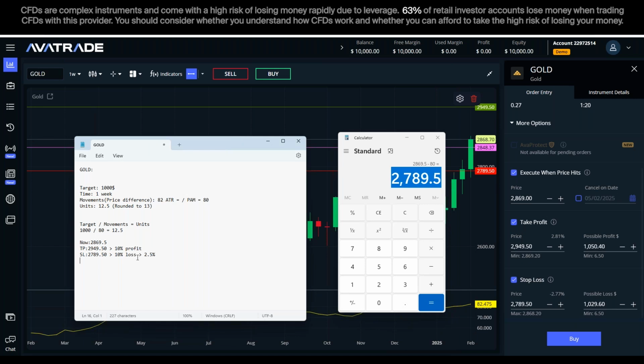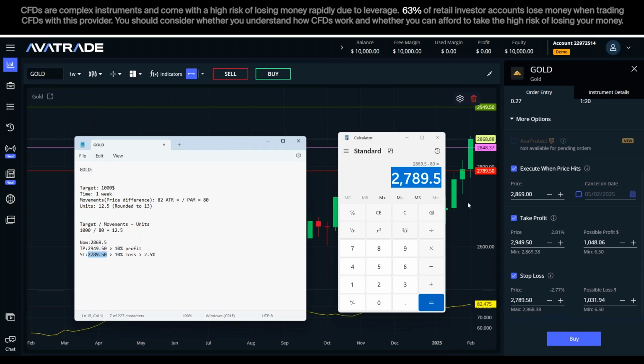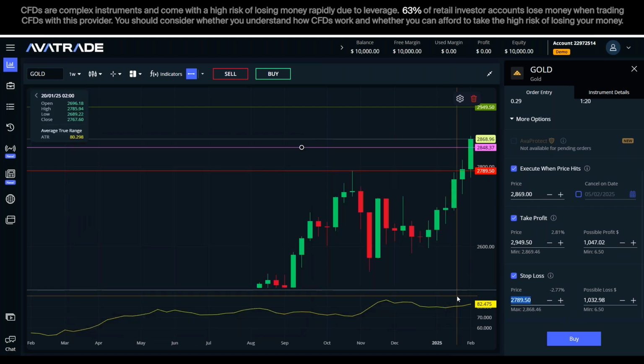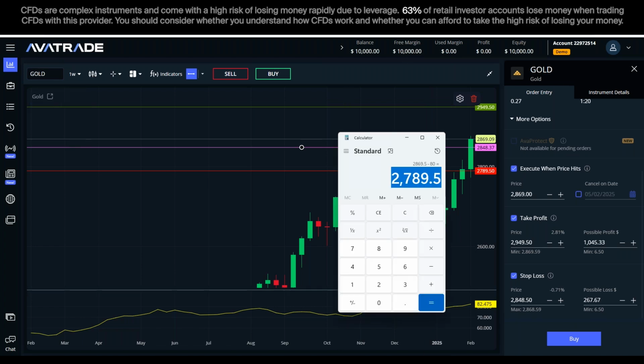Okay, and now if the stop loss is, if we make it, what number did we get? 48, right? Yeah, 2848. So let's see, 2848. Okay, yeah, roughly 250, you see? And 250 is 2.5% of my balance. How can I verify this?